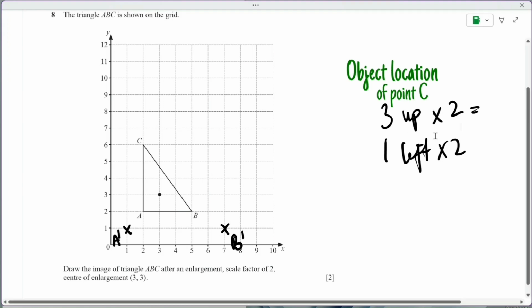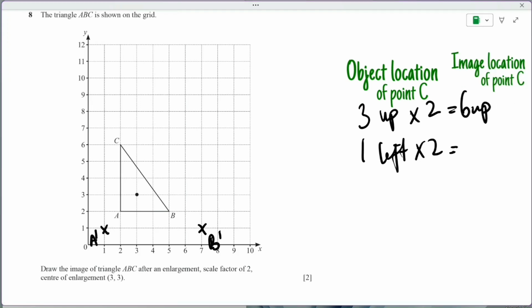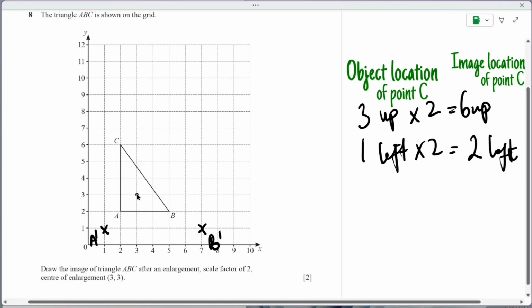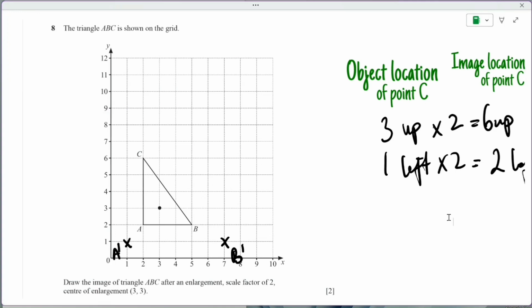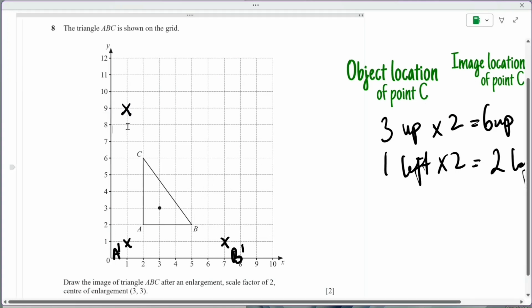So 3 times 2 is 6. So you'll be having 6 up. Then 1 times 2 is 2. So you have 2 left. So from the center of enlargement, you go 6 up and 2 left. This is the point. We go 1, 2, 3, 4, 5, 6. 6 up, 2 left. 1, 2. So point C of the image will be at x is 1, y is 9. So we'll mark the point. This is our third point. That's point C, the image.